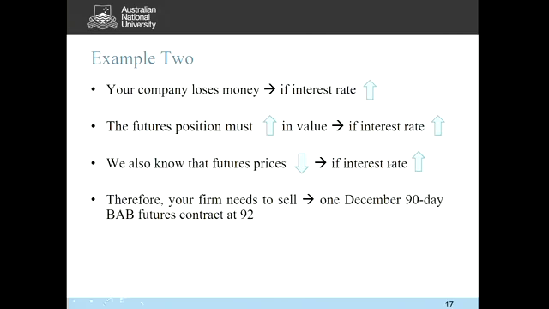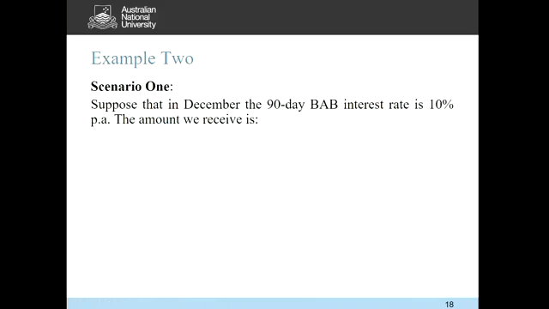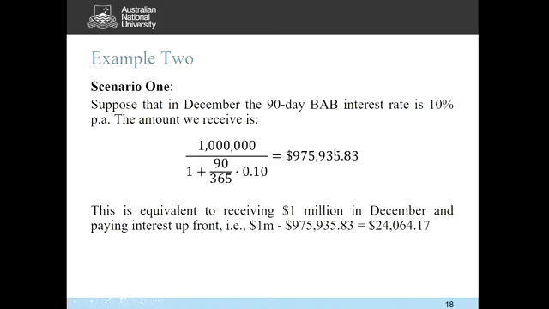Scenario number one, so that's just the logic process we went through. We're going to sell one December 90-day BAB futures contract at a price of 92. Now imagine the interest rate turned out to be 10% per annum. The amount we receive will be 1 million face value discounted at this 10% interest rate, which gives rise to 975,935. So this is equivalent of receiving this 1 million face value in December, but paying the interest upfront, right? That's the difference between 1 million and this amount. So this is equivalent of paying an interest of $24,064.